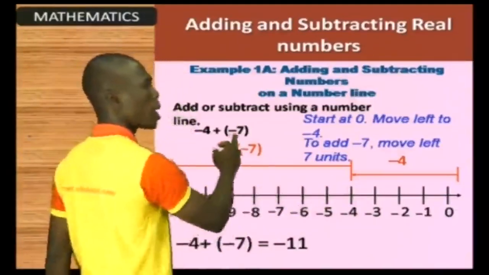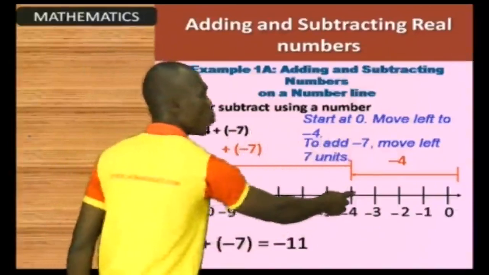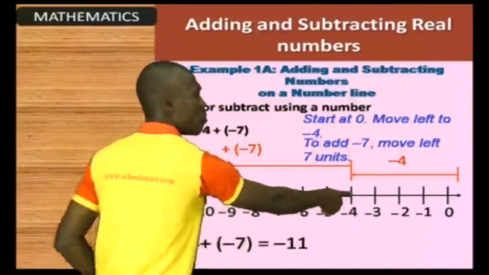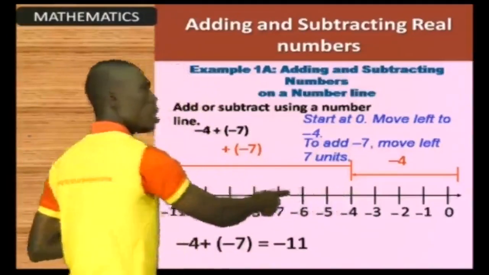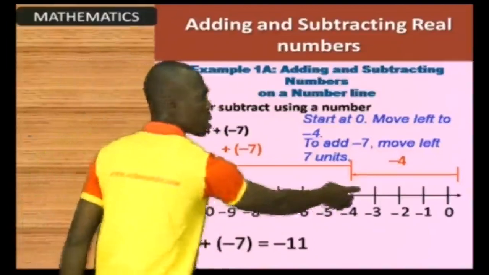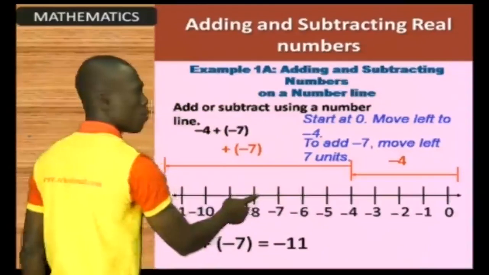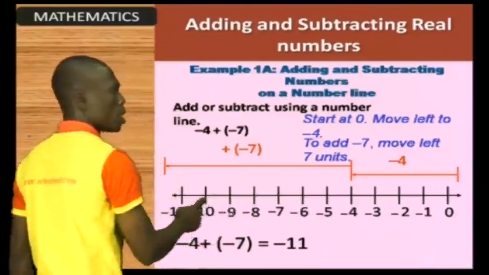So I need to add -7 to my existing depth of -4. So I will have to move again from this point. -7, I continue my movement towards the left. And then this time I move 7 units to this. So that's why you can see it here. From here, I move 1, 2, 3, 4, 5, 6, 7.